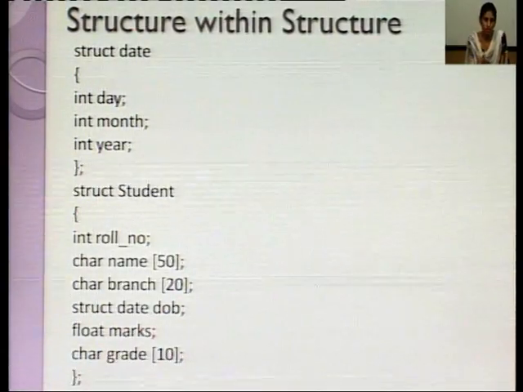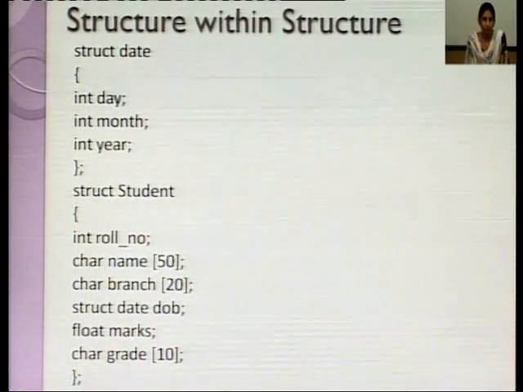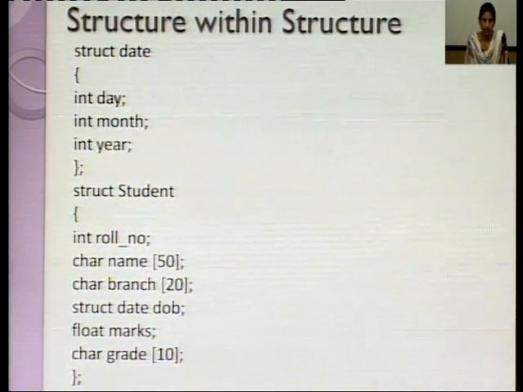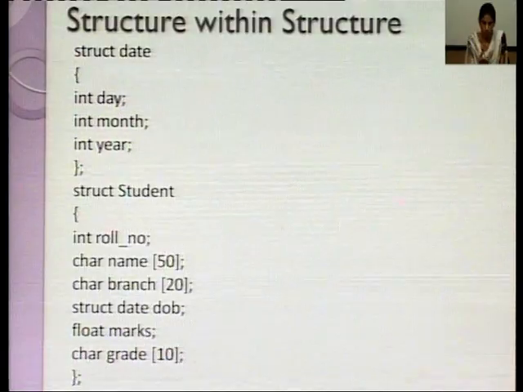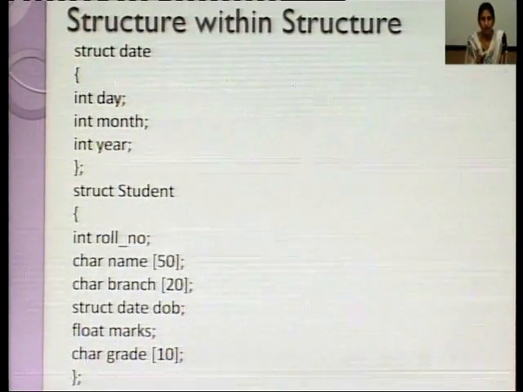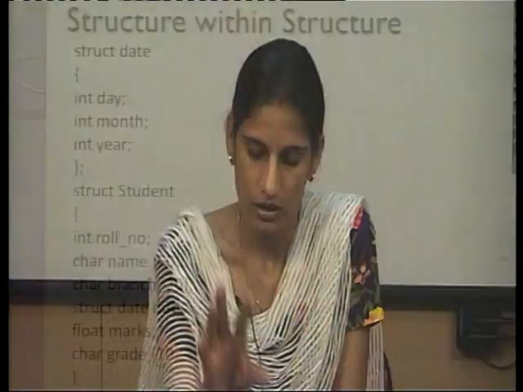Then with struct student we will create a new structure: integer roll number, character name, character branch, which we studied already. Then struct date DOB, it represents that we are adding a structure that we have already defined in this structure, and the variable of this structure is DOB, that is date of birth. Then we will add 2 more variables, float marks and character grade.